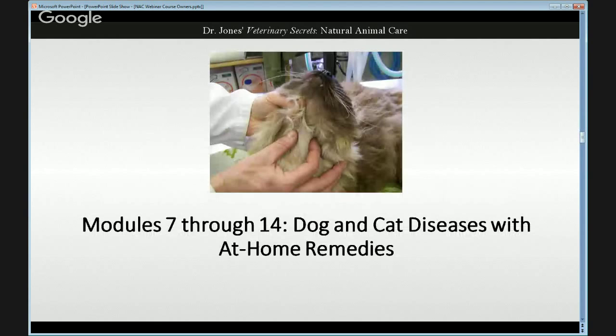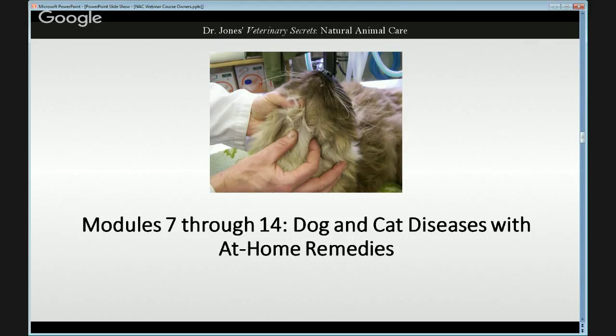Then we've got modules 7 through 14, the dog and cat diseases with the at-home remedies. I'm not going to go into all those different diseases, and that's what you're going to refer back to. There's just a picture of me where I'm actually palpating a cat, checking on her thyroid gland to see if she's hyperthyroid or not. And a number of clients have asked, do I need to go through these modules?